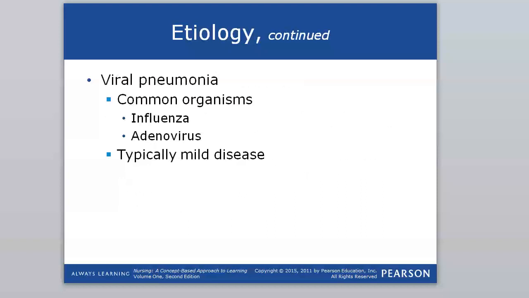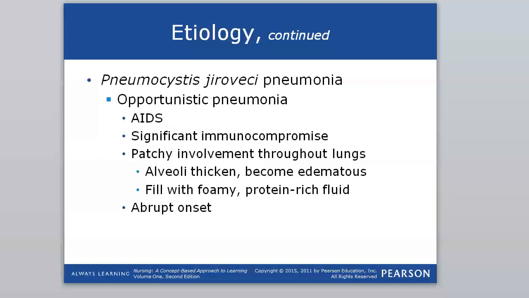And viral pneumonia, and some of the common organisms are influenza and adenovirus, typically a mild disease. And then this other one is pneumocystis jirovecii pneumonia. It's what we call an opportunistic pneumonia. You see this happen with people that might have AIDS, that are significantly immunocompromised, patchy involvement throughout the lungs, the alveoli thicken, become edematous, fill with foamy, protein-rich fluid, a very abrupt onset.